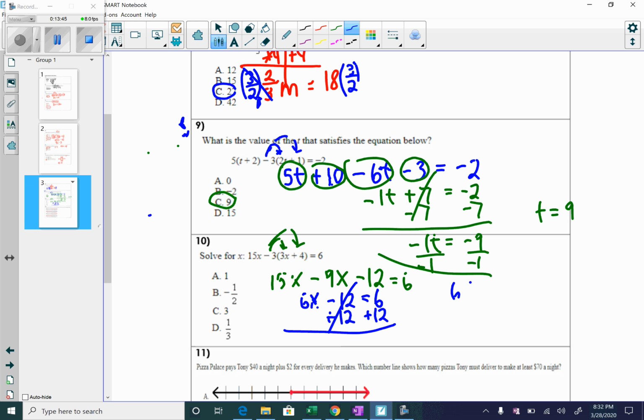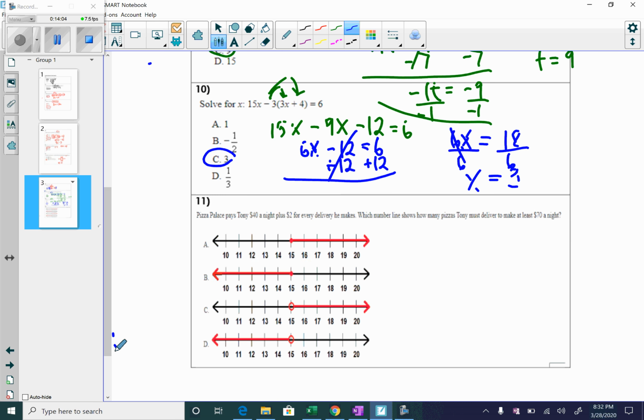So 6x equals 18, and then divide by 6. X equals 3. Okay, so my answer here is choice C.